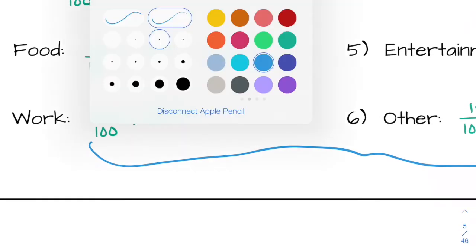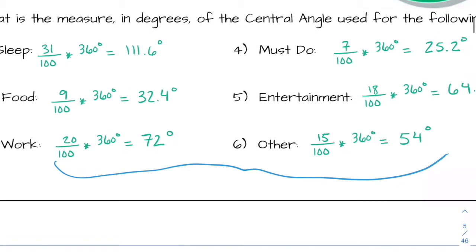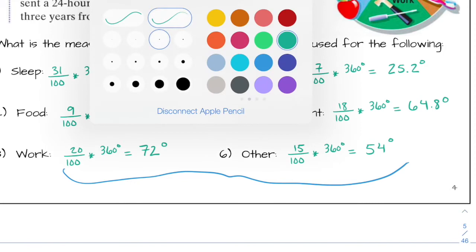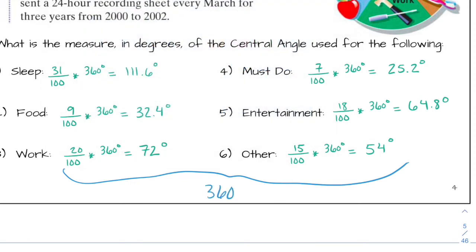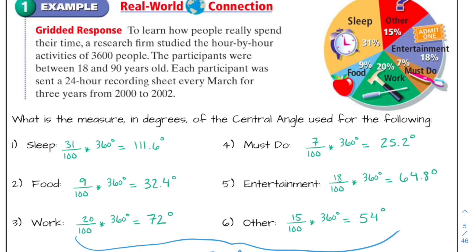Be careful, be careful. Even math teachers make mistakes. This should be 72 degrees. I'm so glad I checked over my work. 111.6 plus 32.4 plus 72 degrees, not 7.2, plus 25.2 plus 64.8 plus 54. Good, 360 degrees, awesome. All right, hopefully I didn't confuse you on that one, but everything checks out to be 360 degrees total.